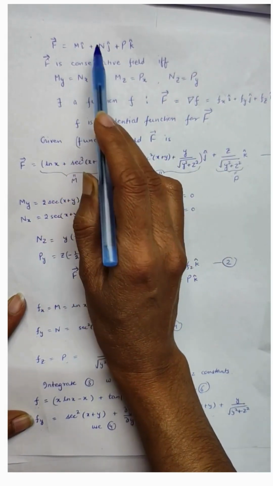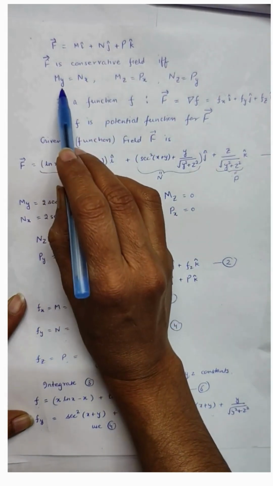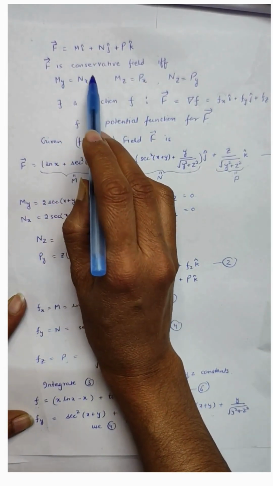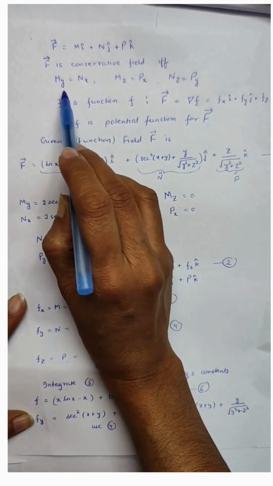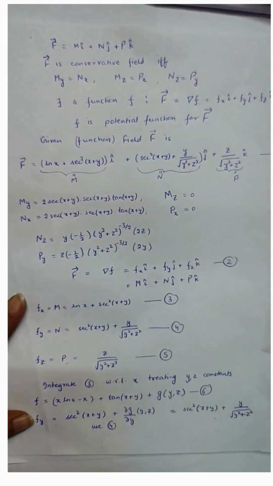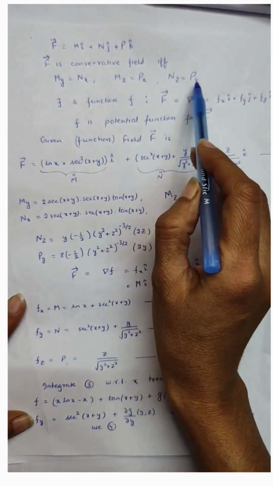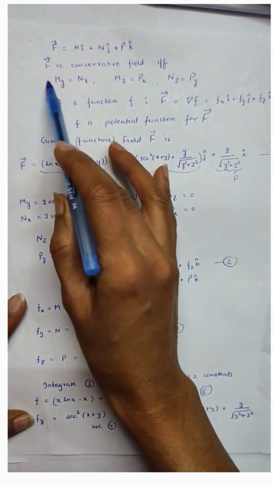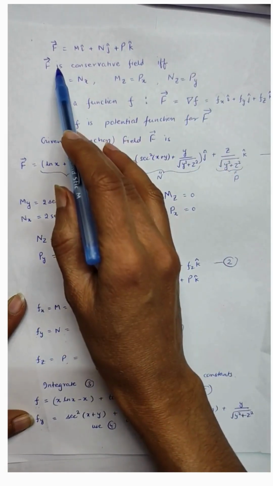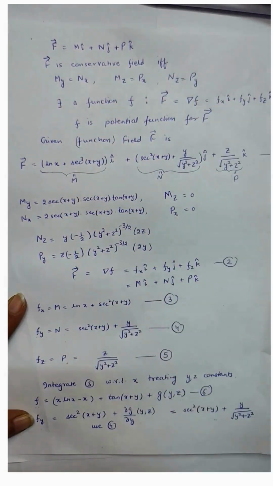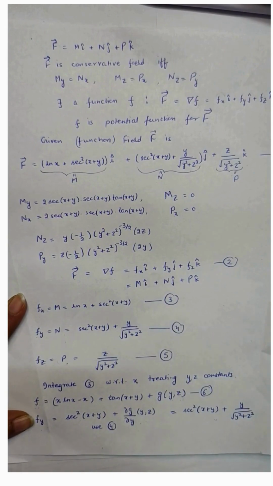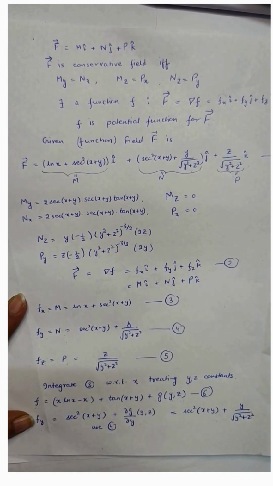Here we are taking partial derivatives of the components, and they must be equal to the partial derivative of some other component with respect to some other variable, right? So it's conservative if these conditions are satisfied, and if these conditions are satisfied, then F is conservative. So it's an if and only if condition. So let's say the function F is conservative.